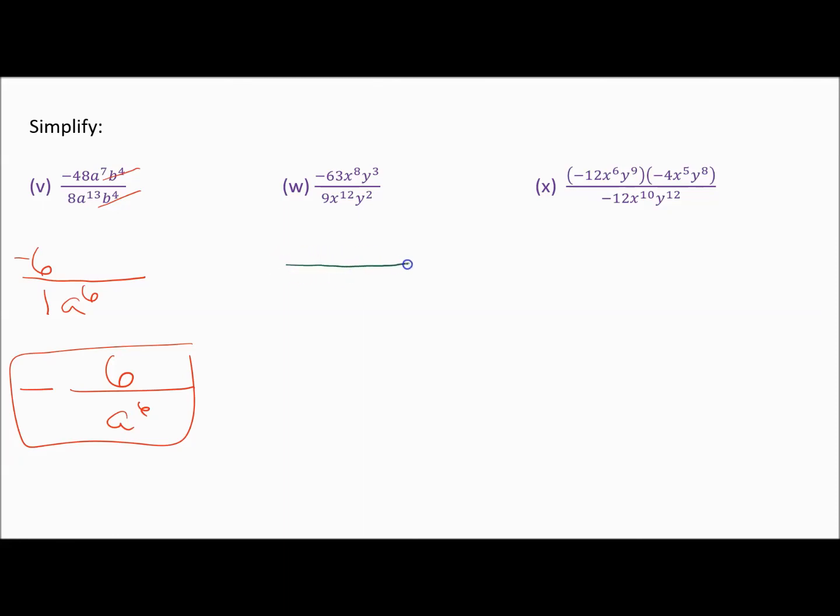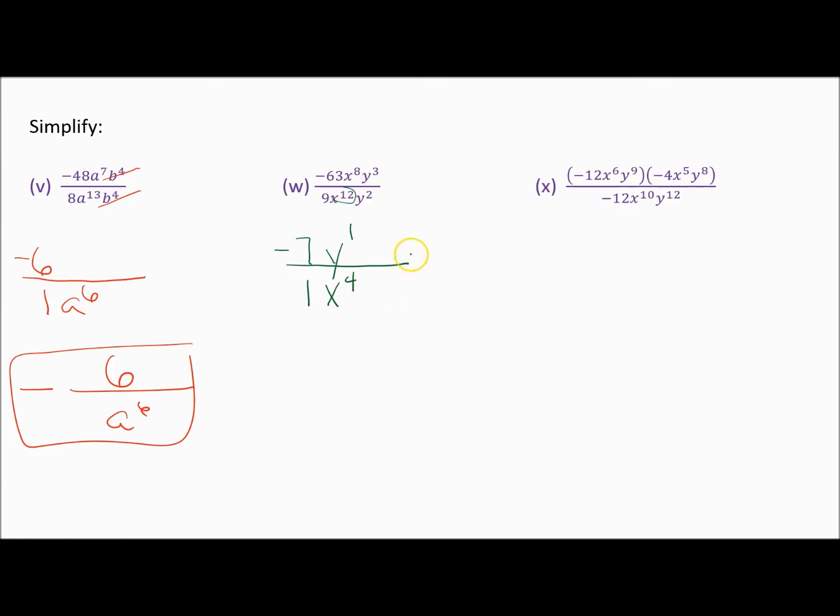So I have a fraction going on here. I have a negative 63 divided by 9. 63 is divisible by 9. So I can say 9 goes into 63 and negative 7 times. 9 goes into 9 once. I look at my x factor, x to the 8th over x to the 12th. The bigger one is in the denominator, so 12 minus 8 is x to the 4th. Y to the 3rd over y squared. Okay, so I have a 3 and a 2, bigger one on top, so my answer remains on top. That's y to the 1st. 3 minus 2 is 1.